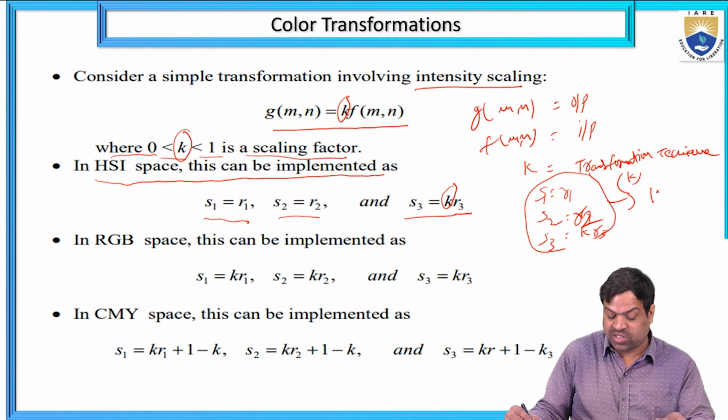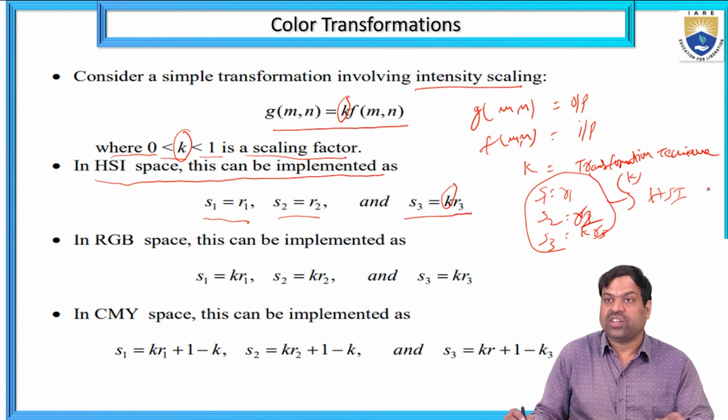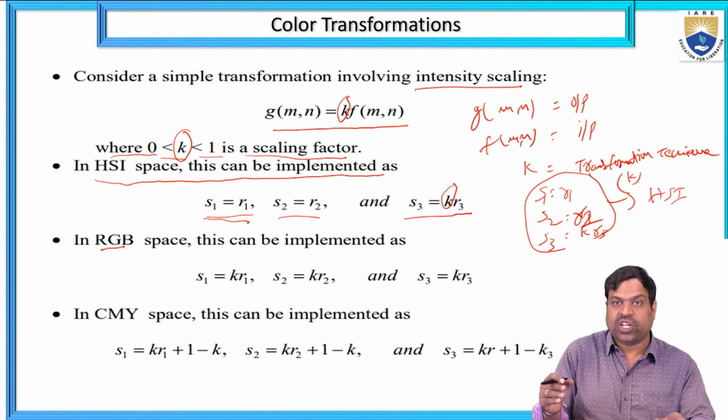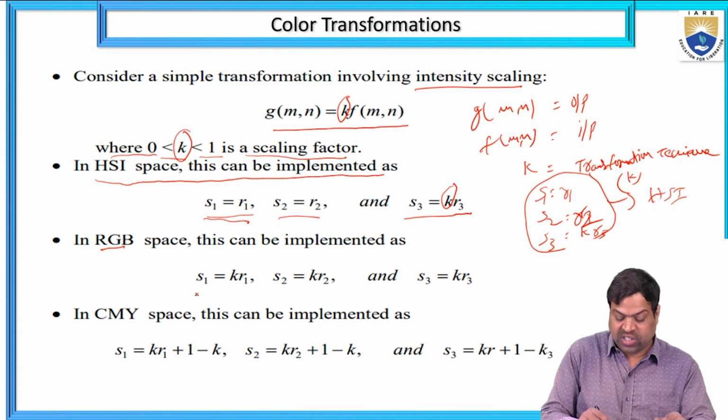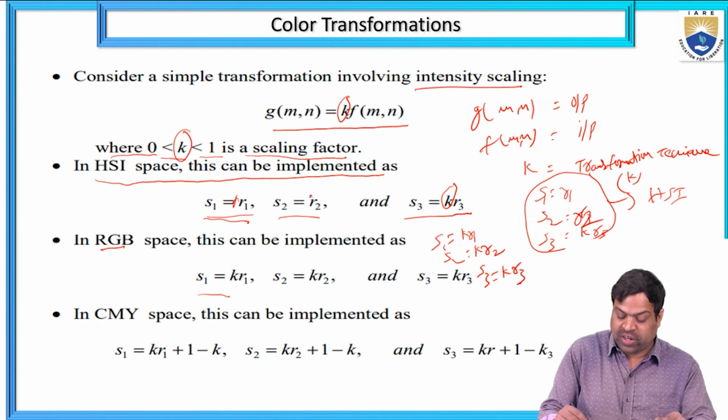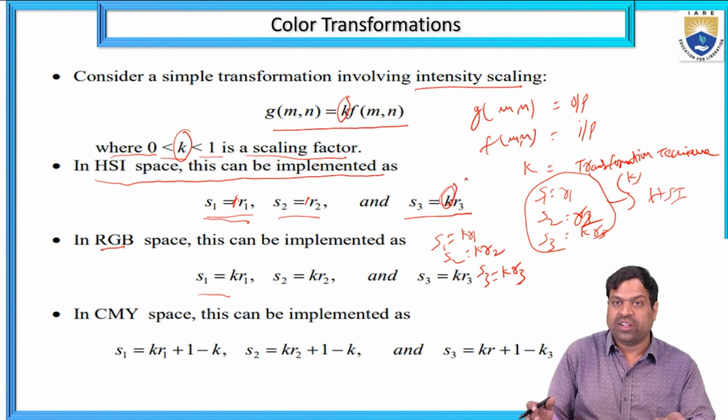What is the condition when I am going for the HSI? If I am going to the RGB, I am applying the technique as RGB, not HSI. So what are the values? S1 equal to K into R1, S2 equal to K into R2, S3 equal to K into R3. But here, for HSI, there is no K value, only for S3 I am getting the K value.